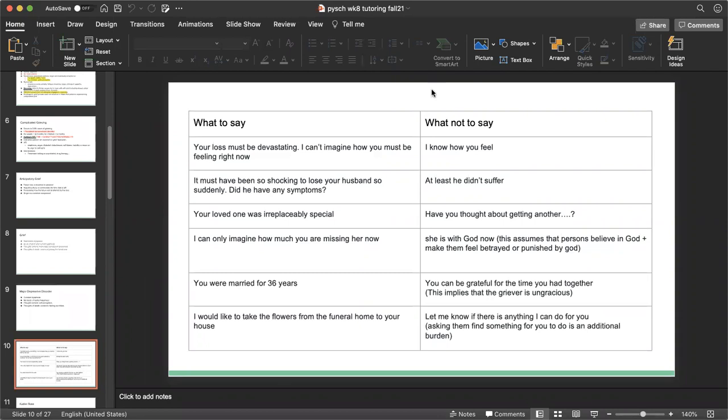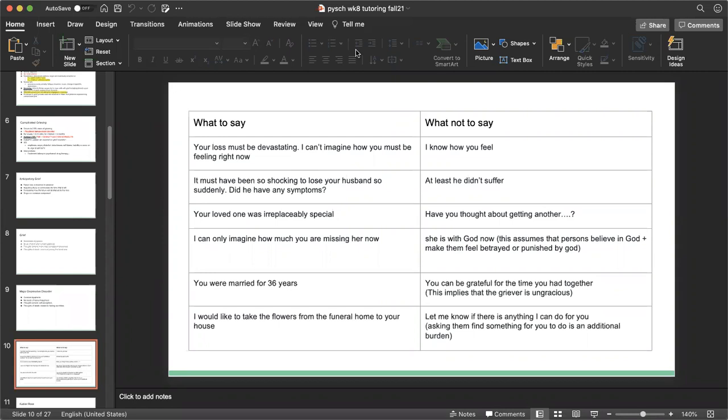And then things you shouldn't say: I know how you feel, because that means you're sympathizing with them, and those are things you don't want to say to the patient. Think back to TC, which is a big thing in psych. At least he didn't suffer. Have you thought about getting another whatever?